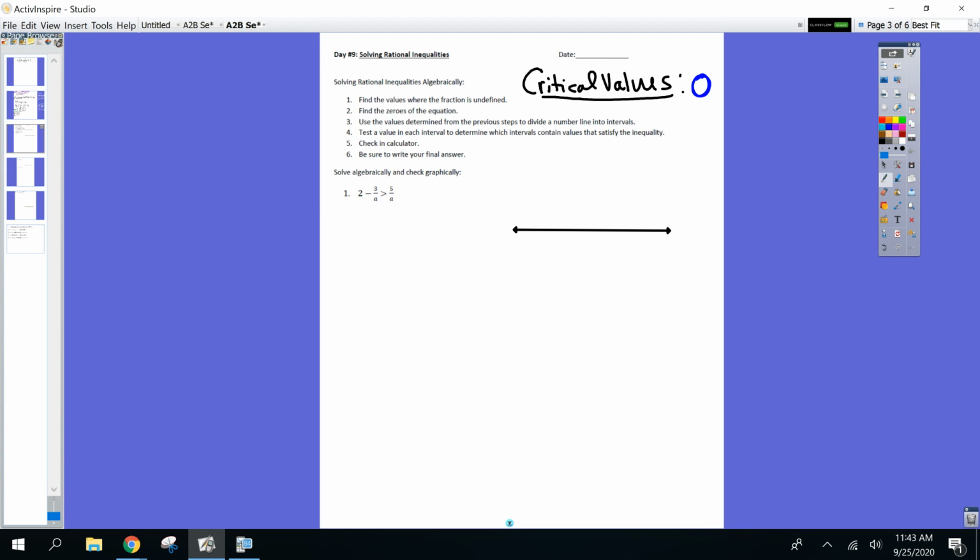Next step, solve this like it's an equal sign. Everyone put an equal sign instead of the inequality symbol now. Solve it for A. And this is what we just spent 2 problems doing. Solve that equation for A.